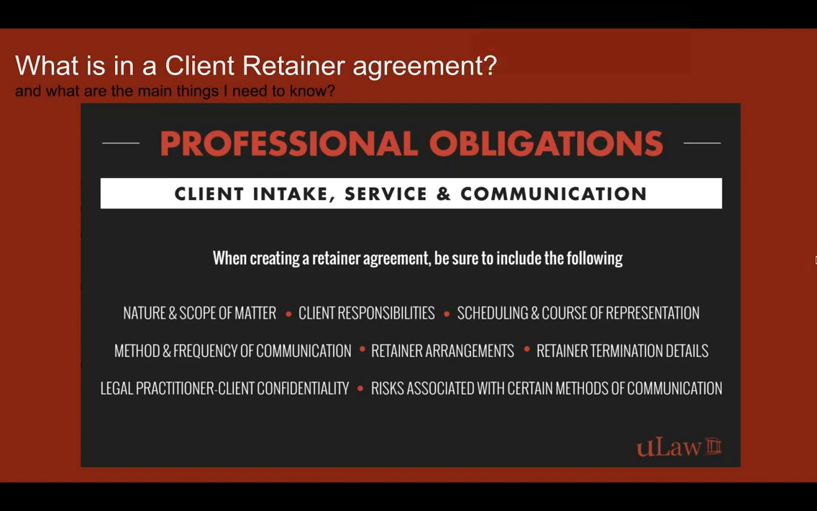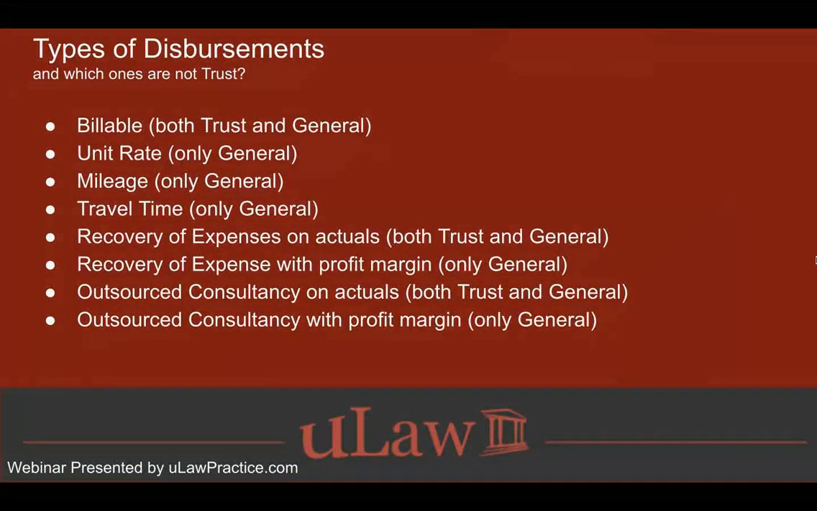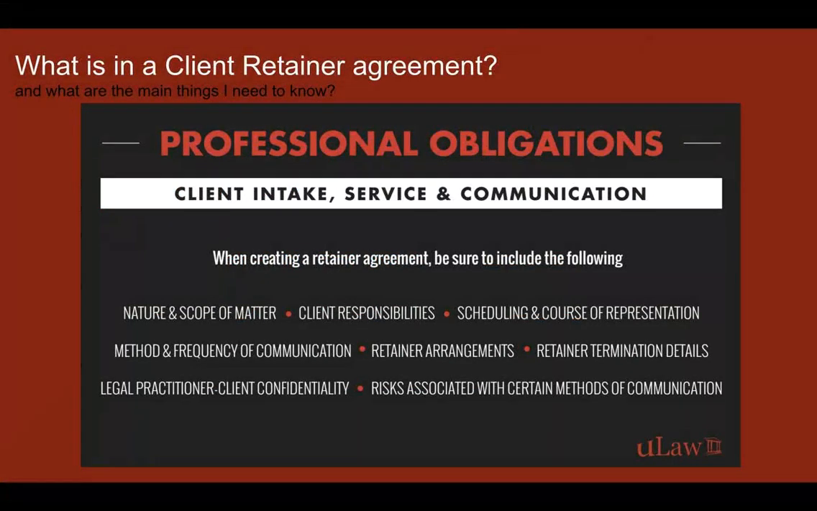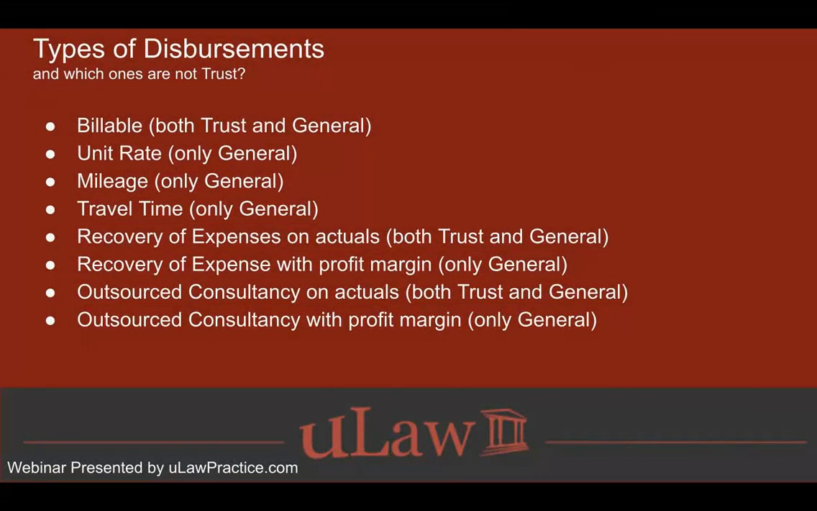Now, here we have types of disbursements, billable, especially both for unit rate, mileages, travel time. Over here, we are going to talk about different types of disbursements as we progress into maintaining a file.